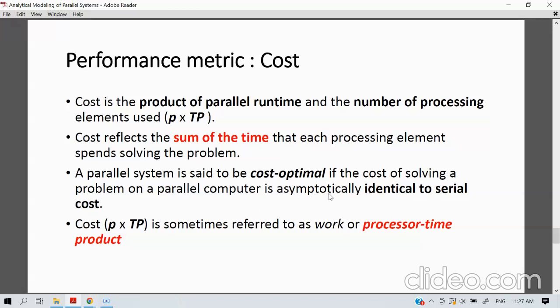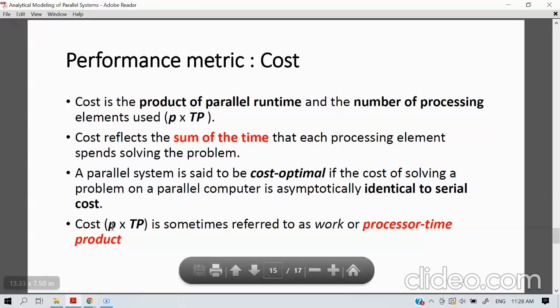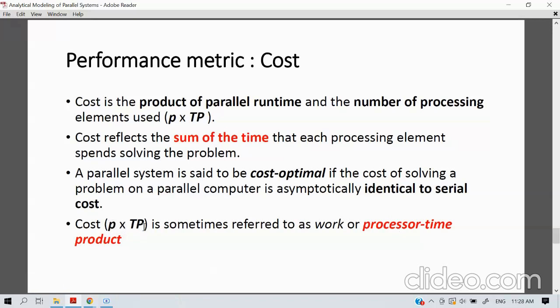So kita nak tahu cost optimal or not. So we need to compare with the serial. So kalau sama, maksudnya dia cost efficient lah. Okay, so cost P times TP is sometimes referred to as work or processor time product.